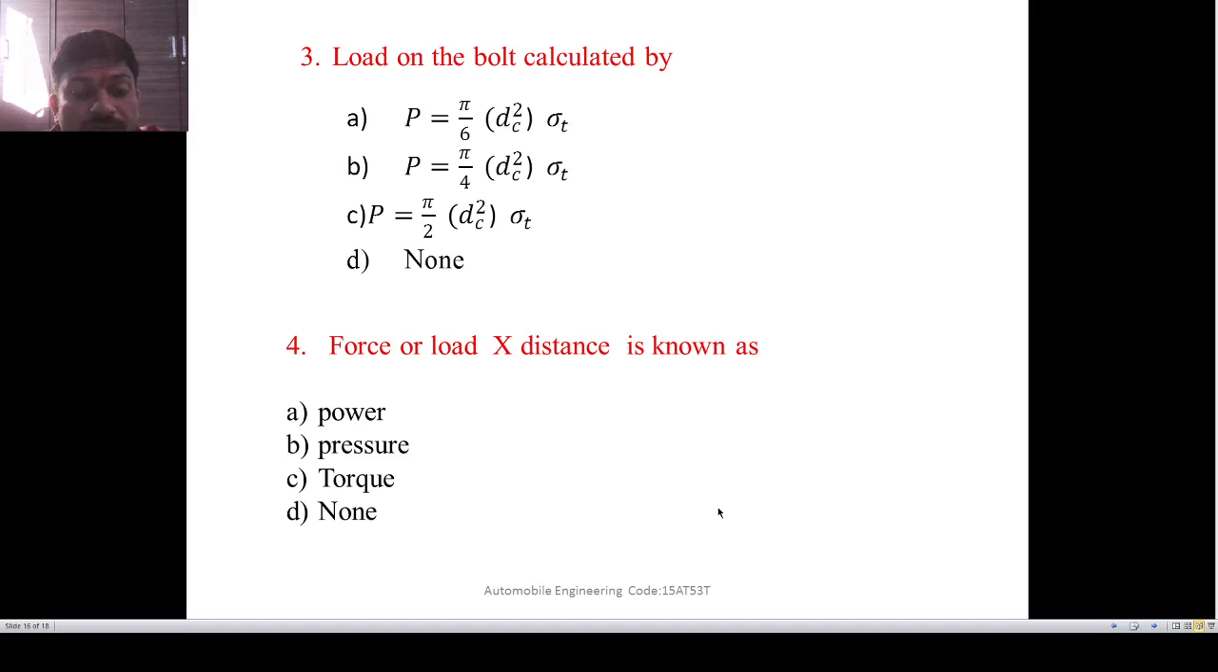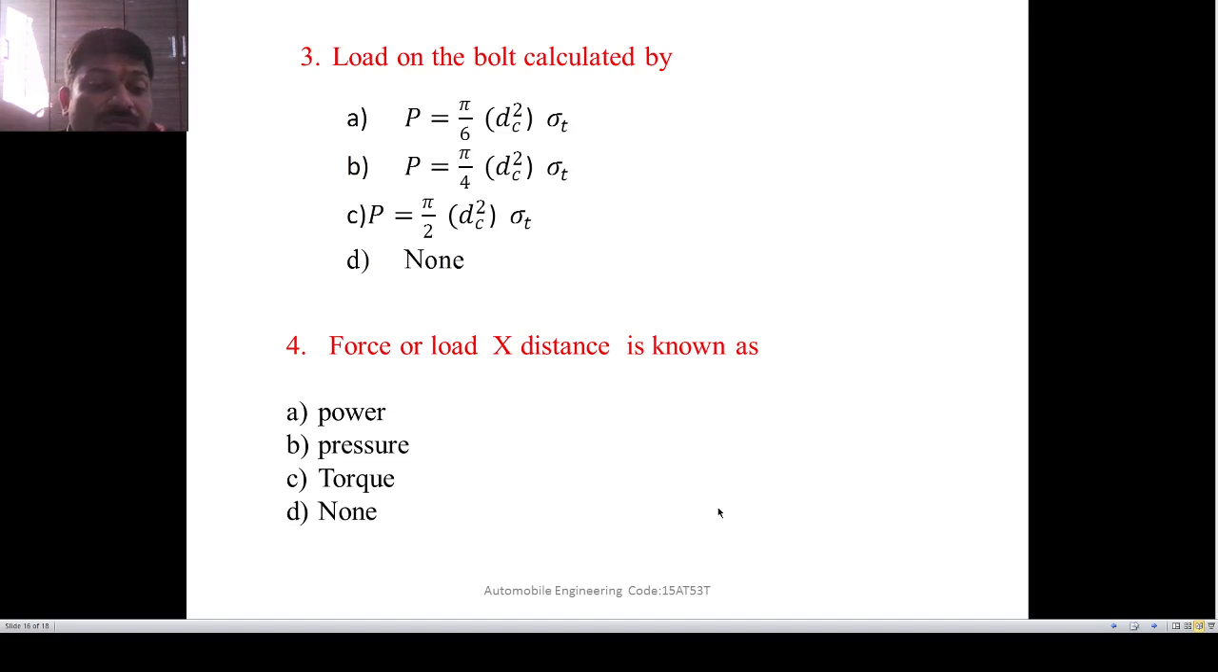As per the question, force into perpendicular distance, or radius, or diameter by 2, is known as torque. So the correct answer is the torque or twisting moment acting on the bolt. Power is different: power is the amount of energy produced by the system. The definition of pressure is also different.